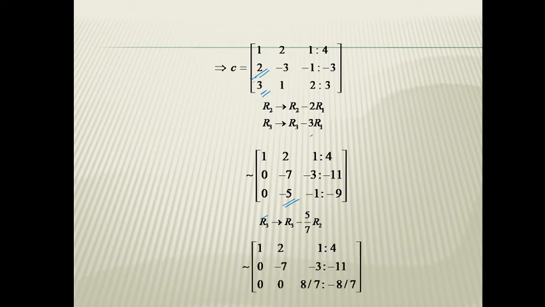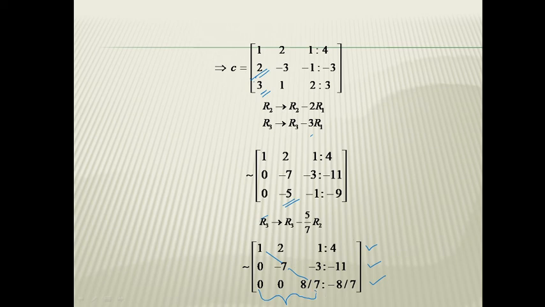Now, find out the rank of the matrix. This is the upper triangular form. These are the diagonal elements. All elements below this diagonal are 0. Therefore, rank of C equals the number of non-zero rows: 1, 2 and 3. Therefore rank of C is 3.